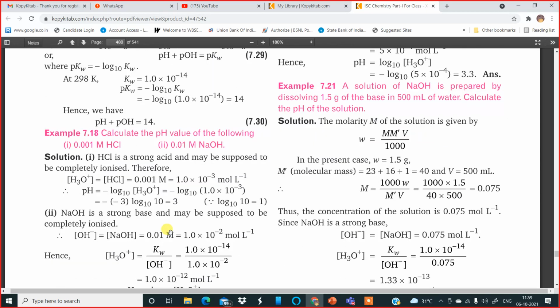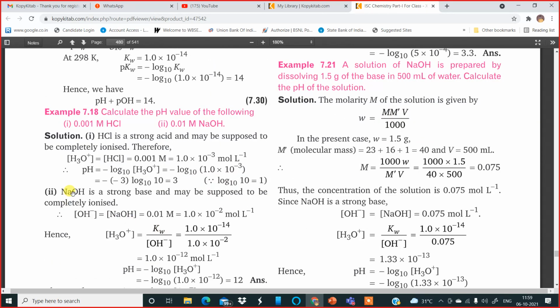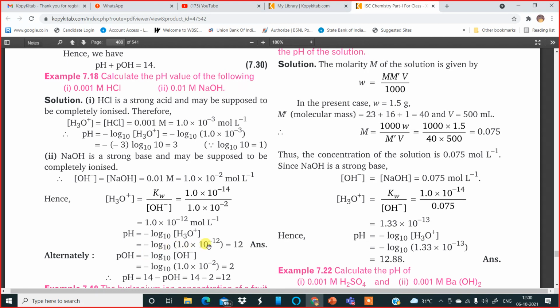Similarly, the pH of sodium hydroxide can also be worked out, because we know the concentration of hydroxyl ions is given over here as 0.01 M. The concentration of hydroxyl ion can be worked out using this formula. Put the value there and get the value of the concentration of hydronium ion. Then work out the value of pH, that will come to around 12. Alternatively, pH can also be obtained by subtracting 14 minus whatever you have got, that is 12, which will give you 2.